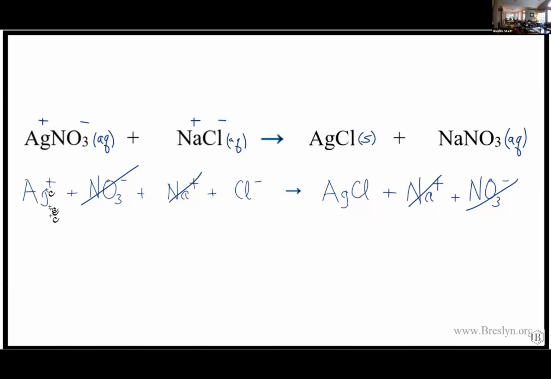What did change? The Ag plus, the silver ion, and the Cl minus, the chloride ion, they joined together to form a solid. That's very different. These ions in the water dissolved clear, and then you have this white precipitate. Based on this, we have our net ionic equation, which looks like this.